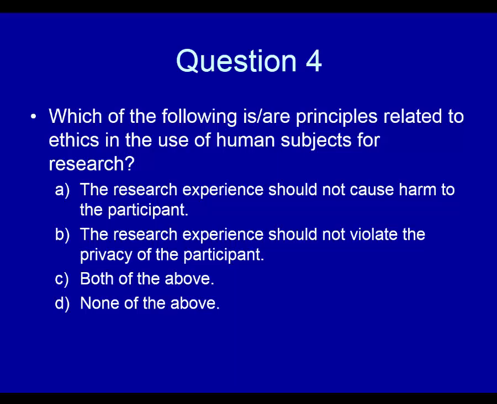Well, the answer here is C, both of the above. We are talking about principles related to the use of human subjects in research. The first one, of course, you do not want to cause harm. Second one, you do not want to violate people's privacy. These are just two of the things discussed in the book. Another one is coercion. You don't coerce people to do research. That's a questionable way to do research, and it violates ethics of research. So the answer there is, of course, C, both of the above.